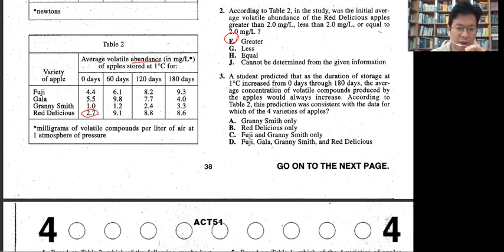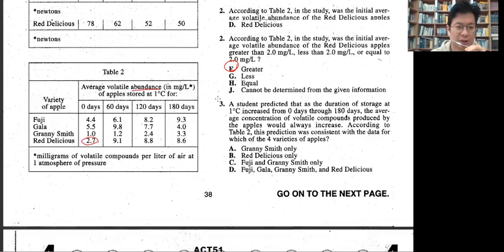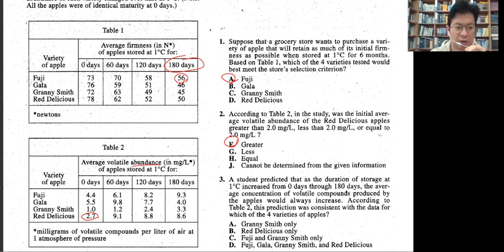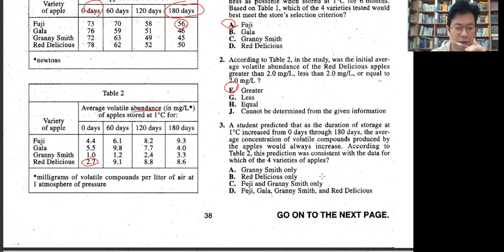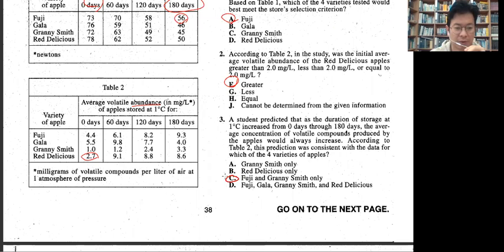A student predicts that as duration of storage at 1 degree Celsius increases from 0 to 180 days, the average concentration of volatile compound, okay, increases. According to table 2, is this prediction consistent with data for which varieties of apples? So this increases, okay, Fuji is good. Gala is not. And Granny Smith, yes. Red Delicious, no. So only Fuji and Granny Smith, yes.